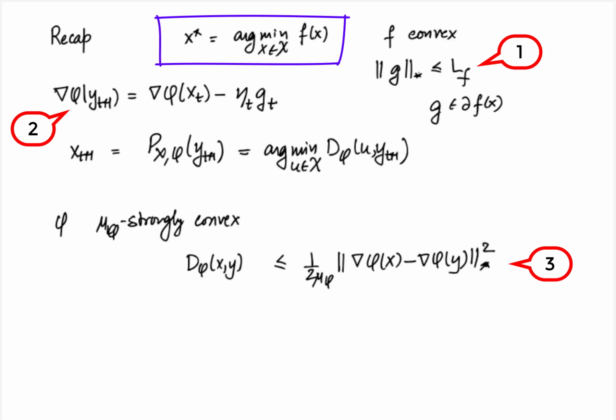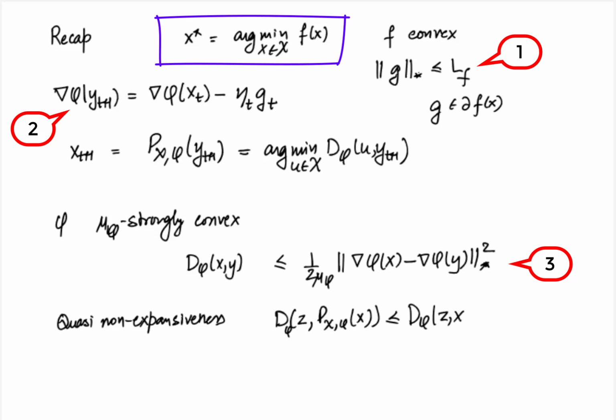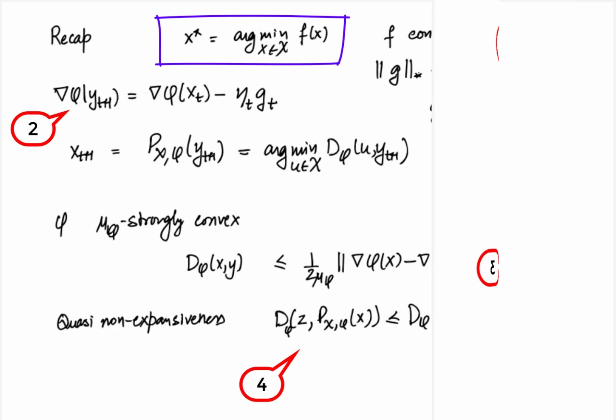And finally, the quasi non-expansiveness property, which said that D_phi of z comma P_X^phi of x is less than or equal to D_phi of z comma x for all z in calligraphic X. So we have written down all the properties that we need in order to derive the required result.